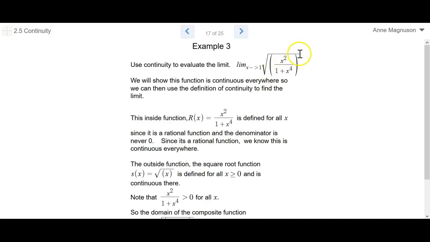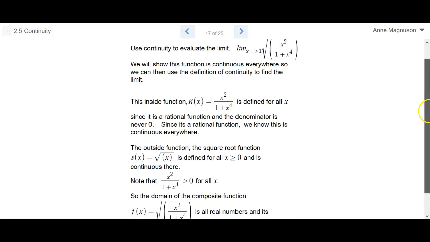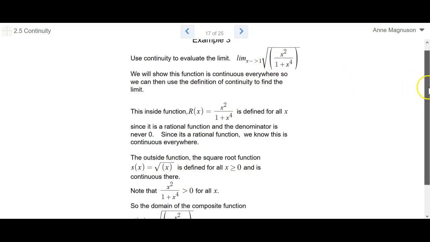Now the outside function is the square root of x, and we know that that's continuous for all x greater than or equal to 0. We can only put values of x greater than or equal to 0 in that. And notice also that this rational function is greater than or equal to 0 everywhere. So each of these functions, the inside function and the outside function, is continuous, so their composition is continuous everywhere.